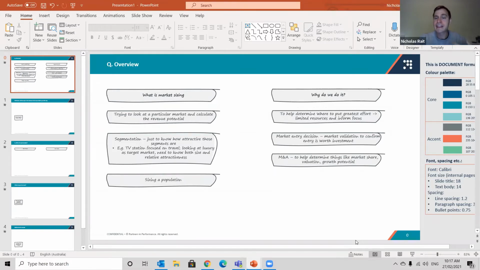And you've had to make an assumption. So what is market sizing? In my view, market sizing is taking a logic-driven approach to solving a quantitative problem, knowing that your answer is not going to be perfect, but the goal is to get into the ballpark. And why do we do it?